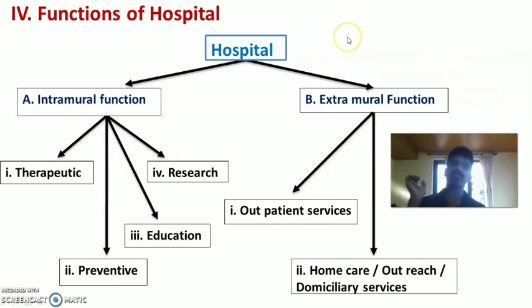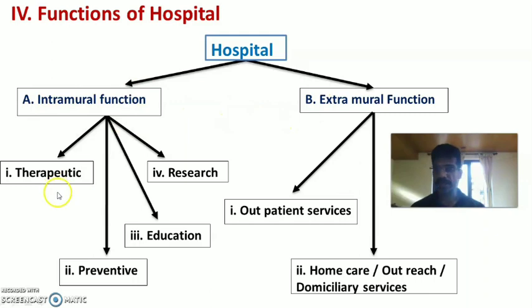Next is functions of hospital. The functions of hospital can be classified into 2 broad headings, that is intramural function and extramural function. So hospital functions can be categorized or classified, there are 2 types of function, that is intramural and extramural. So A intramural, B extramural. Intramural functions are the functions which are rendered inside the hospital. Extramural functions are the functions which are rendered outside the hospital campus.